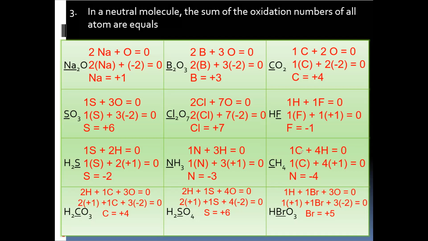In the case of this one now, I have CH4, which is methane. I have 1 carbon plus 4 hydrogen equal to 0. I don't know the oxidation state of carbon, but I know hydrogen is always +1. So I can say 4 times +1, sorry, which gives me 4. Take +4 to the other side, it becomes -4. So the oxidation number, this N here is just telling me the oxidation number. This should be carbon if I wanted to follow the same method I've been using for the others. So carbon is equal to -4. So the oxidation state of carbon is -4. I believe that's very clear.